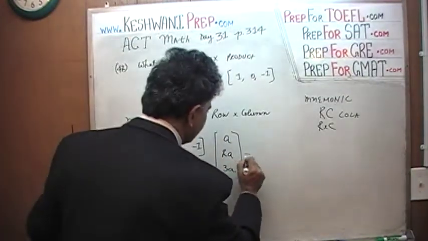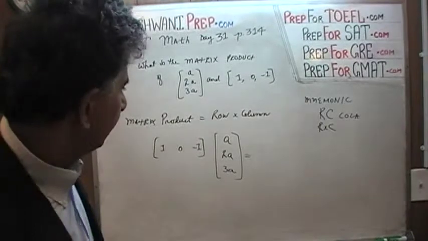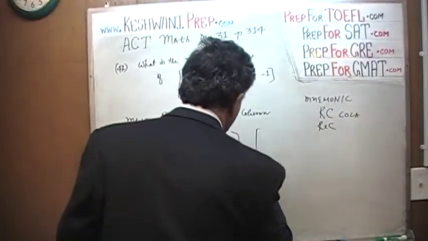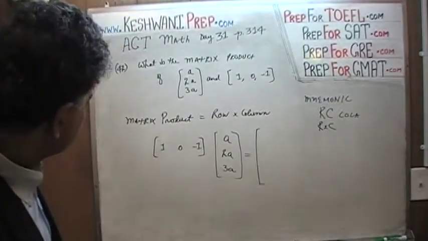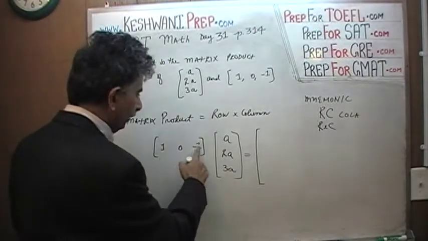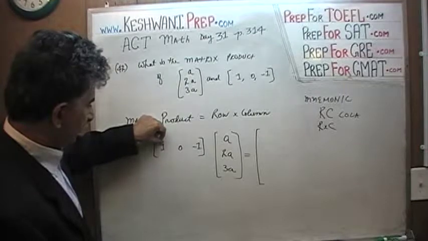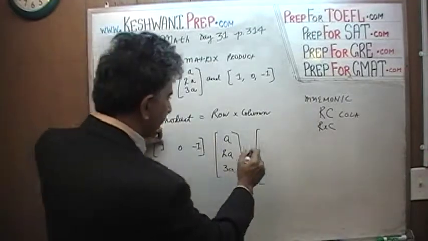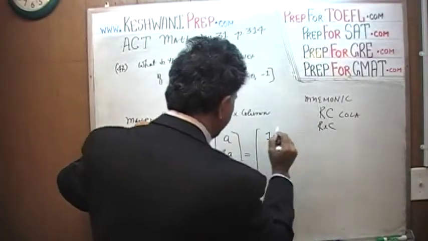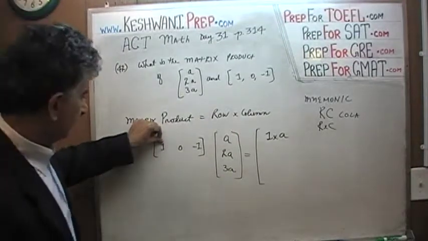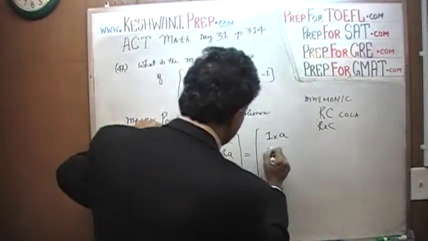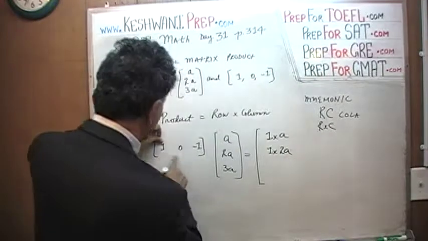All we have to do is just do row times column, which we're going to do here. Okay, now follow my head. So it's row times column. First we do 1 times the entire column. So it's going to be 1 times A, and then 1 times 2A. You see, row times column.